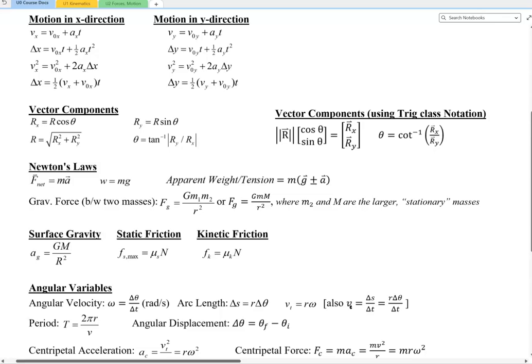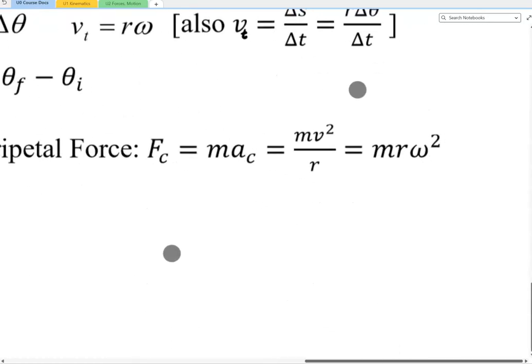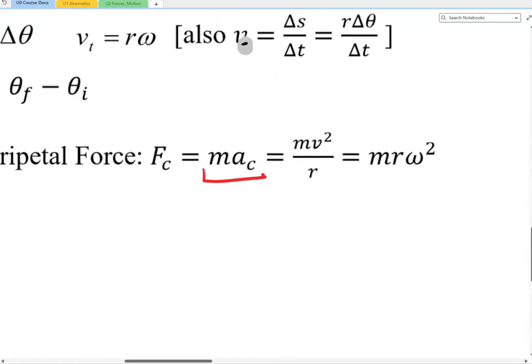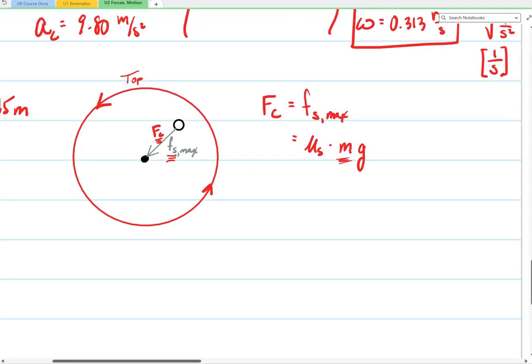But if I jump out to our formula sheet for the centripetal force, we have a couple different options to use. We have mass times centripetal acceleration. We can use this definition or even this definition. Now I know that our goal is to find angular velocity. This is the only one that contains that, so I think I'm going to use this definition on the far right hand side, m r omega squared. So centripetal force is m r omega squared.